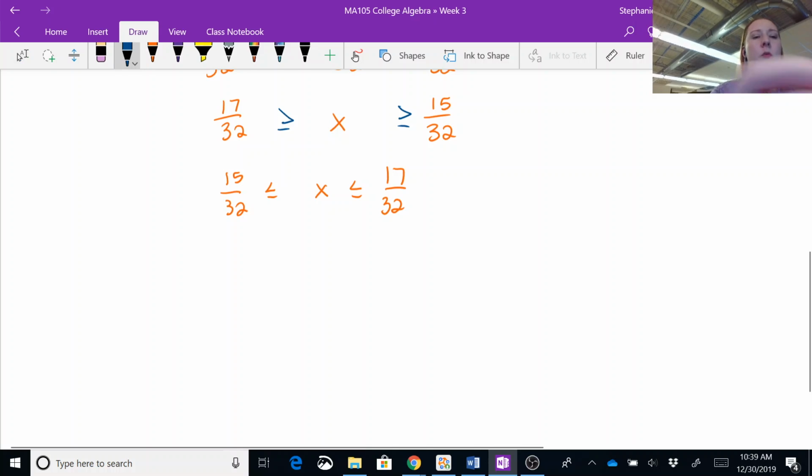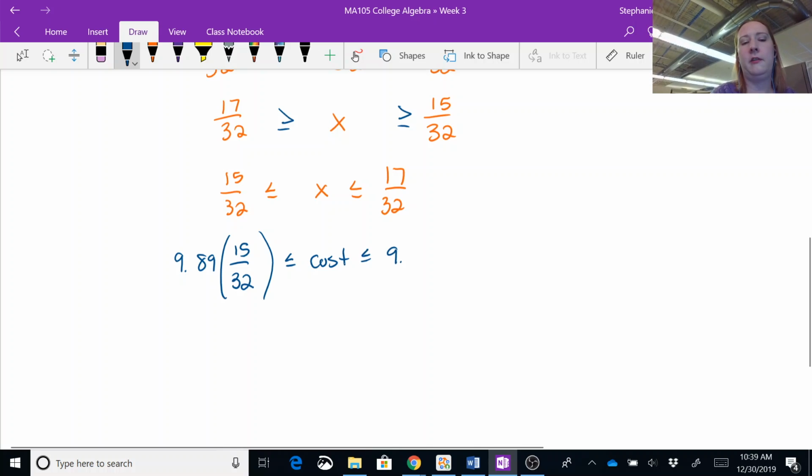So I need to multiply the 15, let's see, I'll just do the 9.89. This will be the cost. It's $9.89 per pound. We found the number of pounds needs to be between 15/32 and 17/32 of a pound. And I'm going to actually just use my calculator to make these decimals because money is in decimal form.